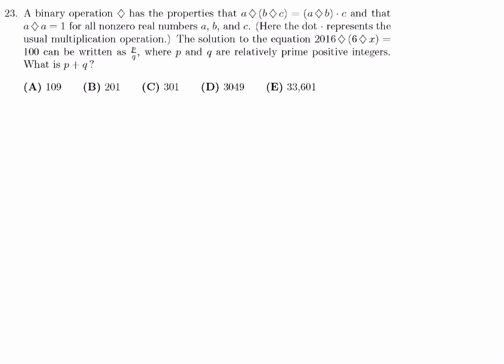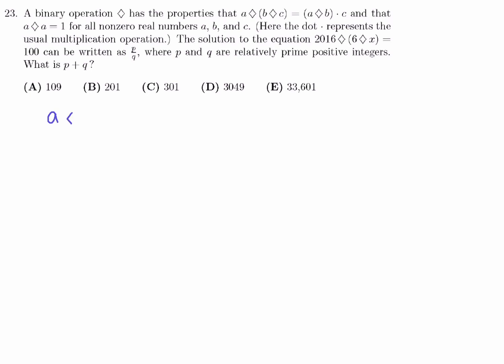A binary operation, diamond, has the properties that A diamond (B diamond C) is equal to (A diamond B) times C, and that A diamond A is equal to 1 for all non-zero real numbers A, B, C. Here the dot represents the usual multiplication operation. The solution to the equation 2016 diamond (6 diamond X) equal to 100 can be written as P over Q, where P and Q are relatively prime positive integers. What is P plus Q?